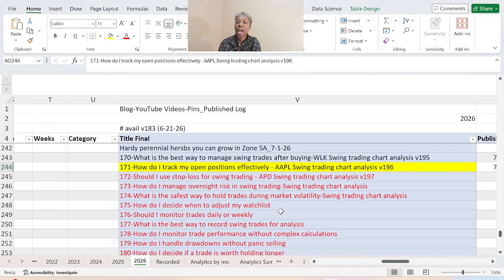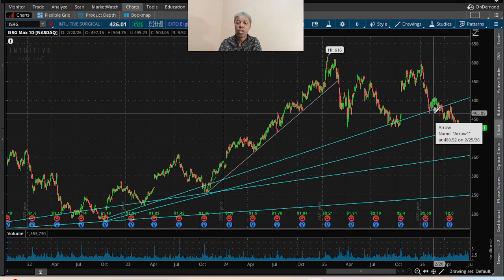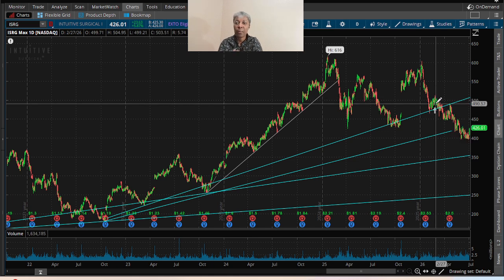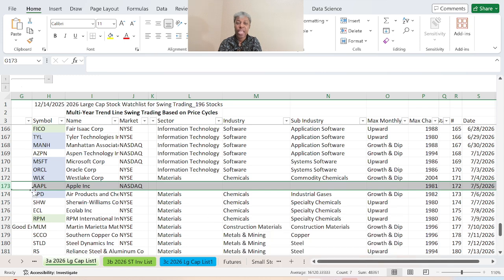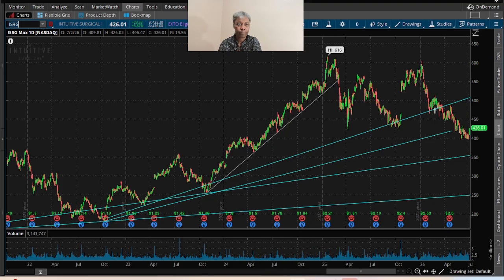Hello, how do I track my open positions effectively? Well, I like to put arrows on my charts, and when I purchase a stock, I'll put arrows facing upward on the bar of the day that I purchased that stock. And we are going to analyze AAPL as of today, July 5, 2026, to illustrate that point.